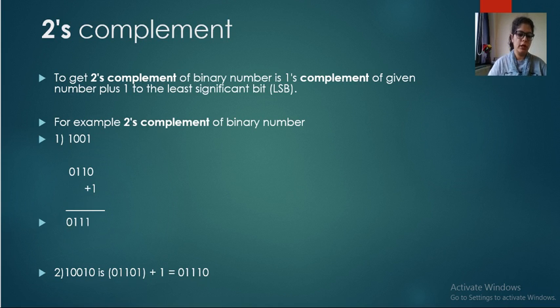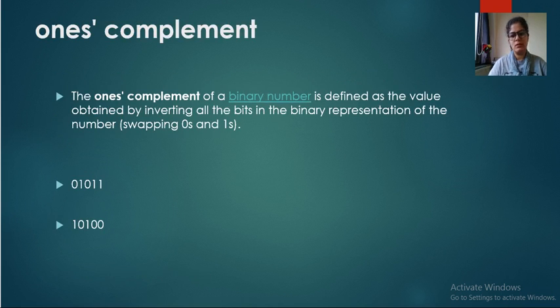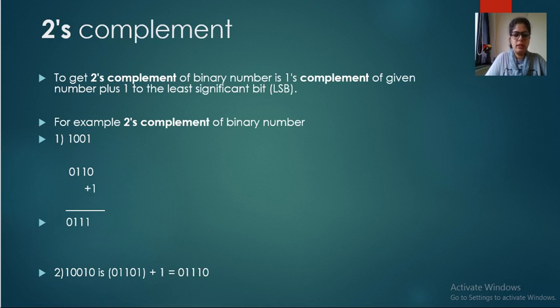So again I want to tell you what you have to do in ones complement: you just have to inverse the bits. You just have to convert the bits, that is 0 to 1 and 1 to 0. So this is 1's complement method. Now the next method is 2's complement. In 2's complement, if you want to obtain 2's complement of any number, you just have to first of all convert that number into 1's complement, then add 1 to that 1's complement number, and at the end you will get 2's complement of that number.